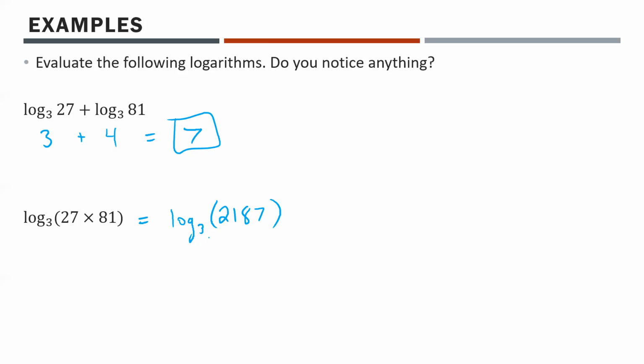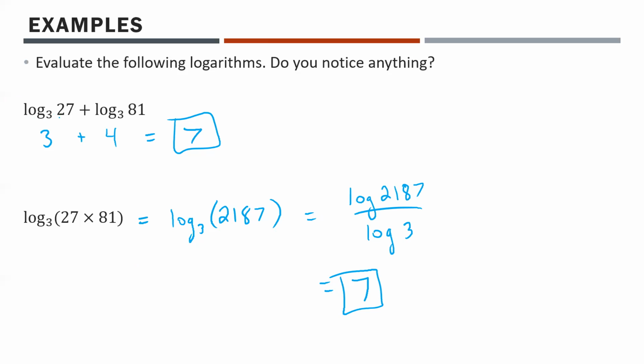I wouldn't be able to tell you that off the top of my head, so I am going to use my calculator on this one. It's log of 2,187 divided by log of 3. And you are going to be amazed at what the answer is here. Again, I don't know why I'm plugging this in my calculator because I already know. But when you throw this in your calculator, you're going to see that the answer to that is 7. It's the exact same thing.